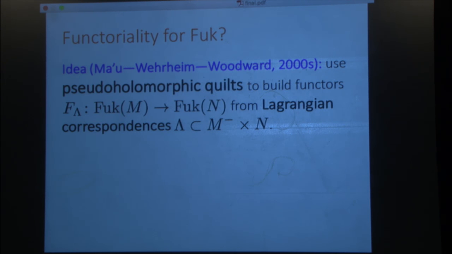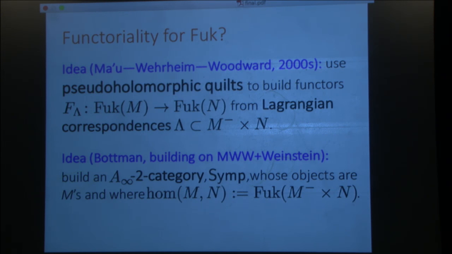Now, there are some reasons why this is not the whole story of functoriality, and that led me to build on their work and also some old ideas of Alan Weinstein to propose a structure called Simp, which is a so-called A infinity 2 category, which has as objects a wide collection of symplectic manifolds. So the objects are M's, and the Hom from one symplectic manifold to another is the Fukaya category of their product. And I'm not going to get any deeper into that particular object, but I will just say that I think it's the right kind of ultimate structure for functoriality.